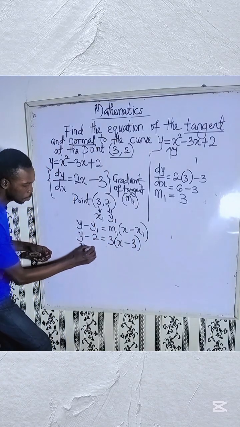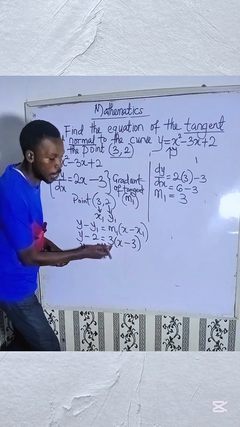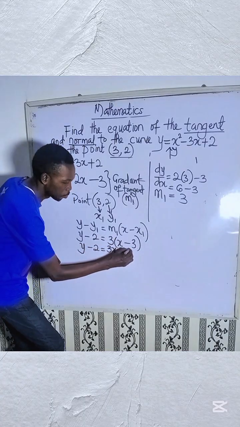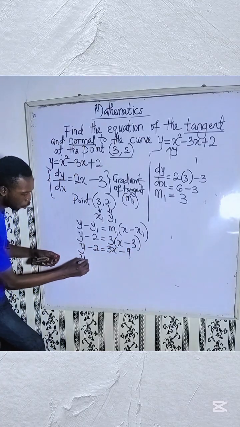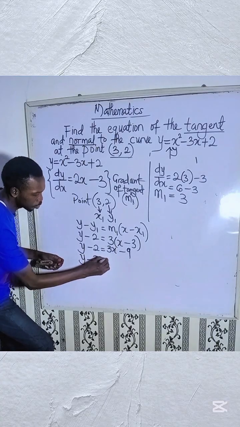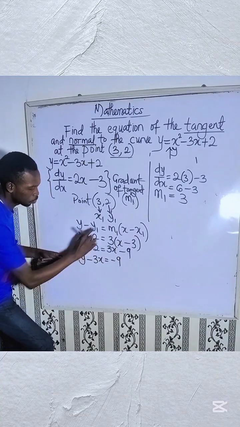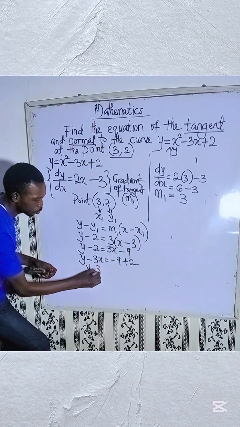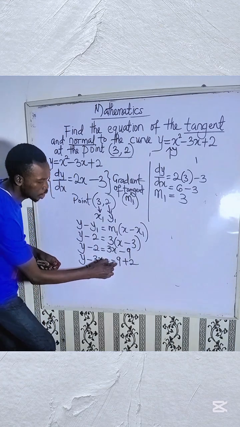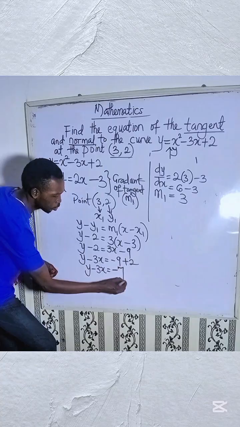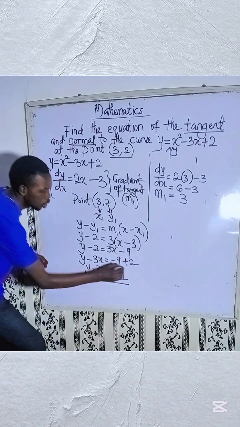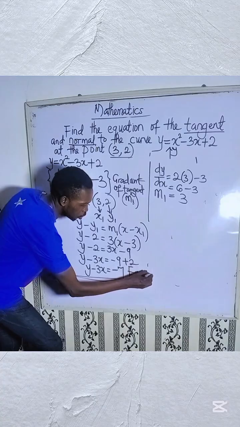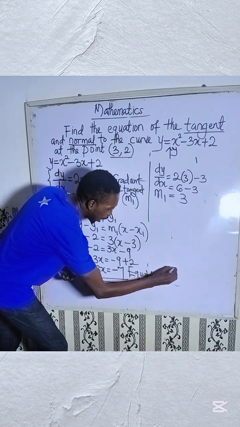Right, so I'll solve it. It becomes y minus 2 equals, removing the bracket, 3 times x is 3x, minus 3 times 3, that is 9. So I'll rearrange. I have y minus 3x equals minus 9, then transposing minus 2, it becomes plus 2. So y minus 3x equals minus 9 plus 2, which gives us minus 7. This is what we call the equation of the tangent. So I've gotten the equation of the tangent.